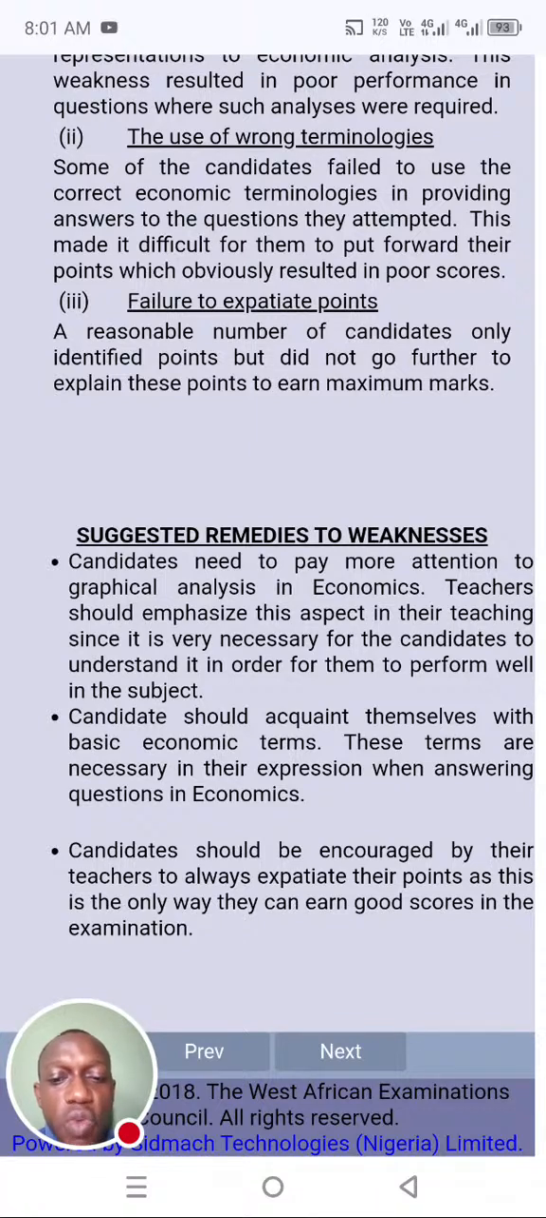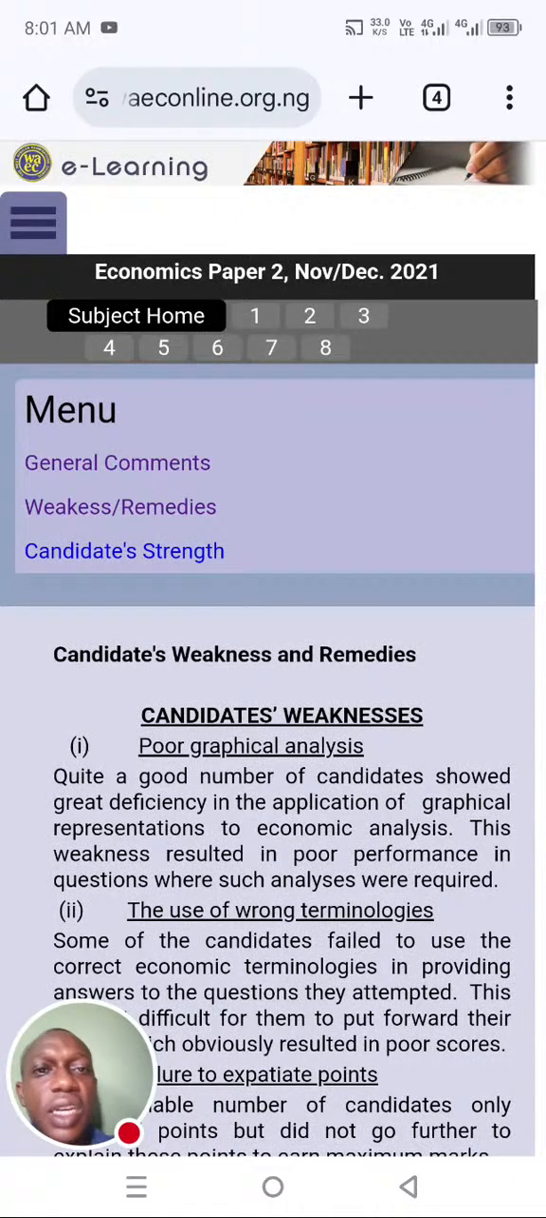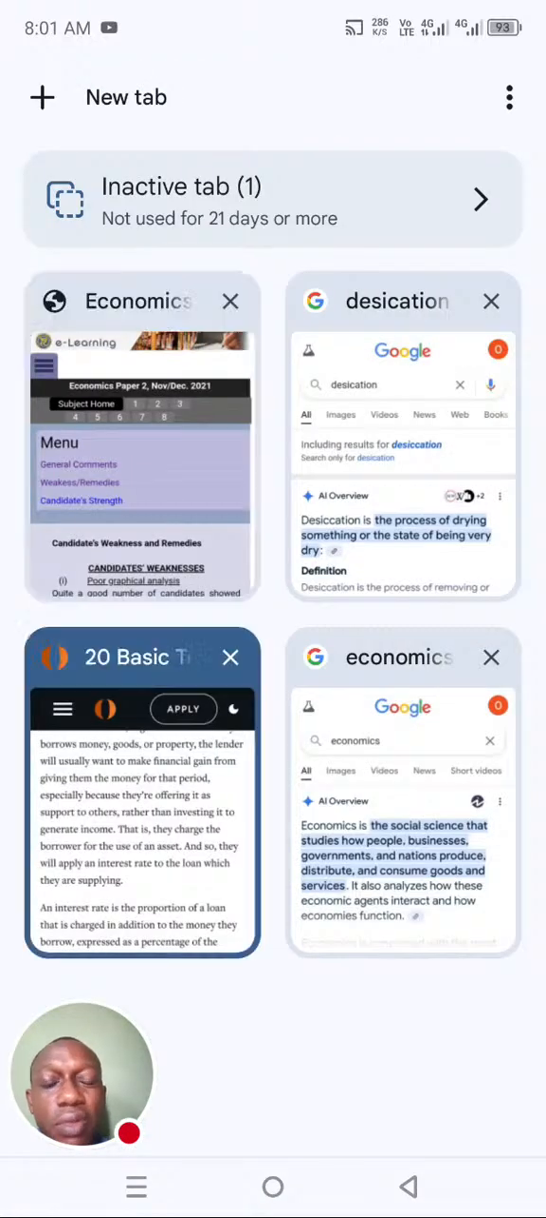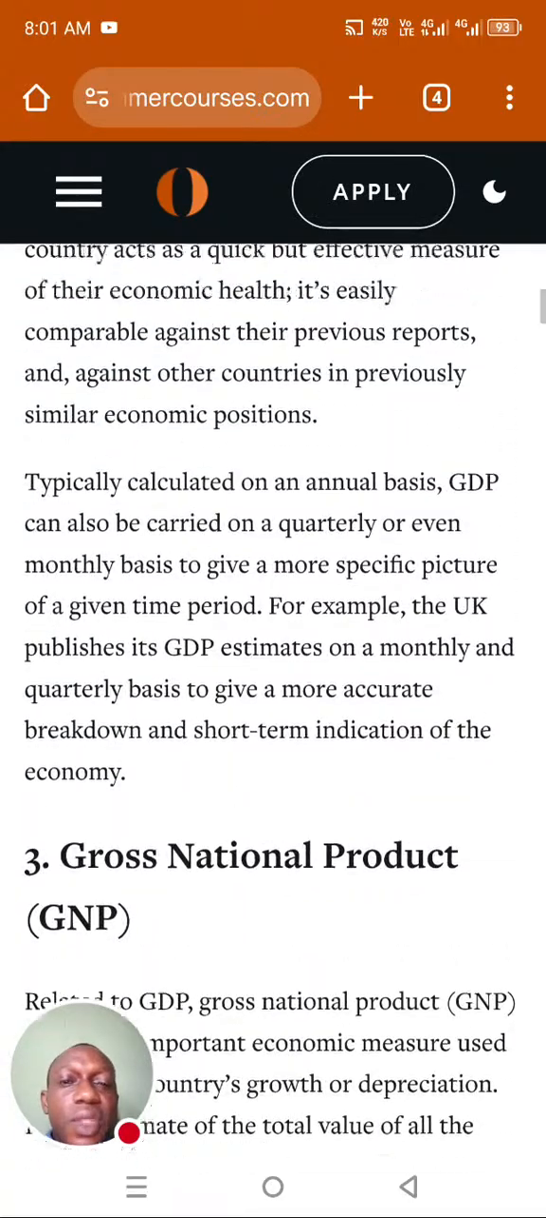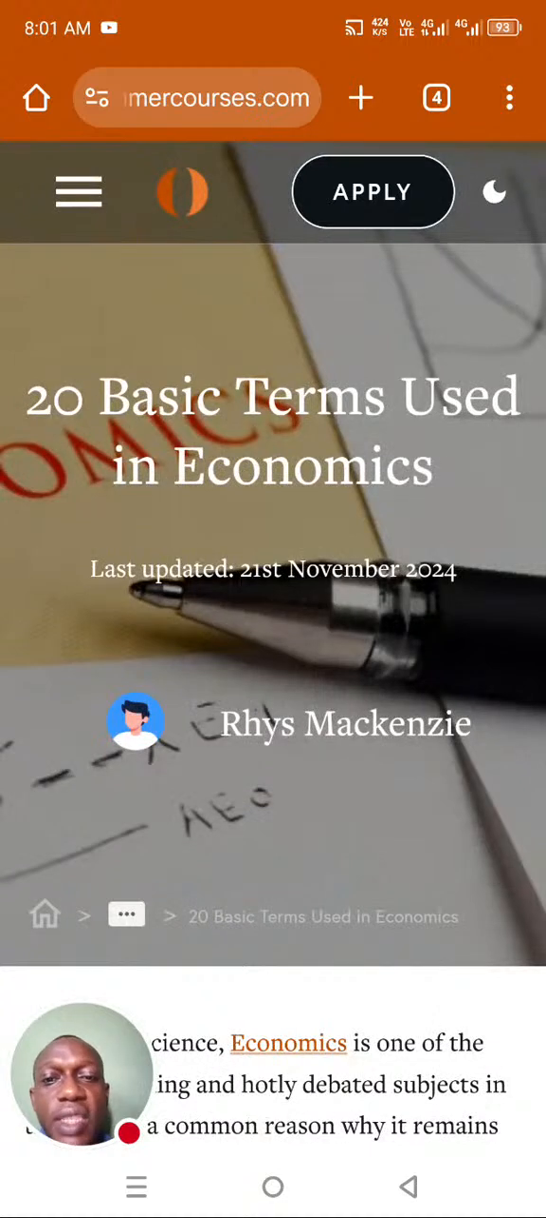The third one, candidates should be encouraged by teachers to always expatiate. That one is your personal development. You have to know that and you have to expatiate more. So let's go to how we can get basic economics terms. I've done some research and I would like us to go over there now. Now I went to a site to see what we can get. We have 20 basic terms used in economics.